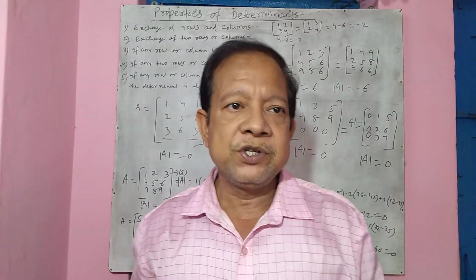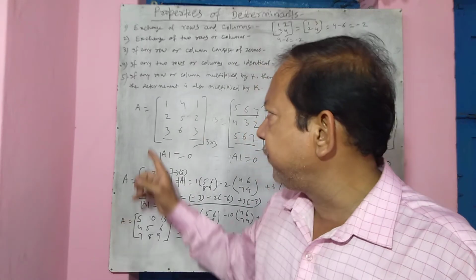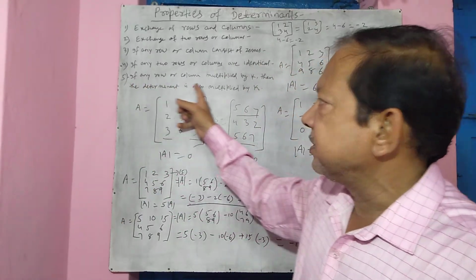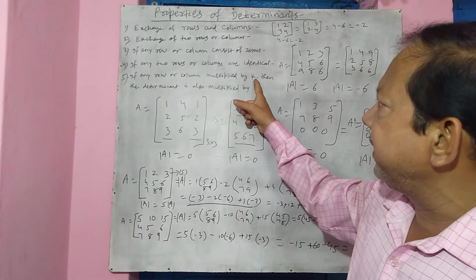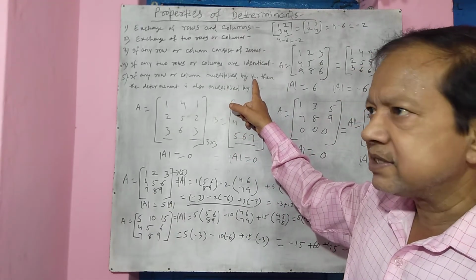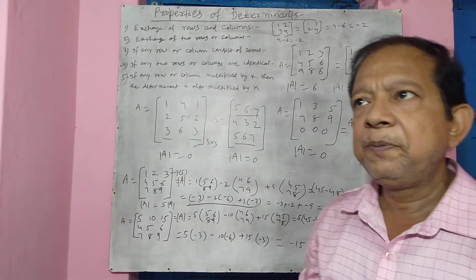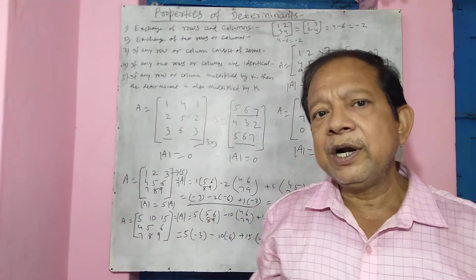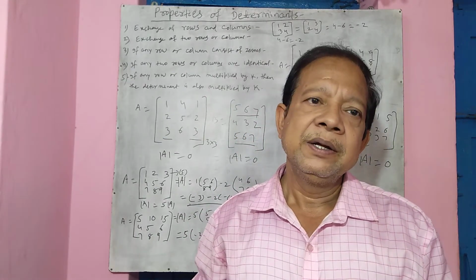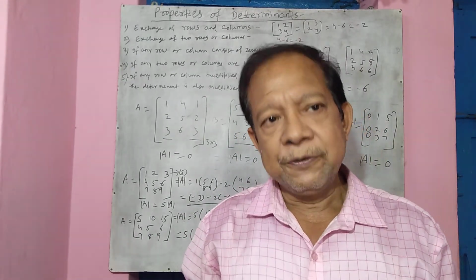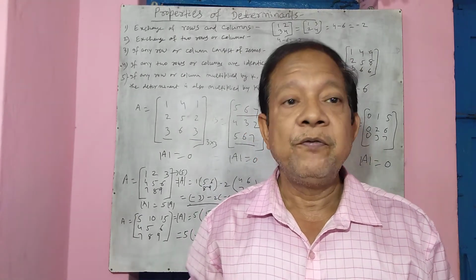You can just practice in your own house. You take your own examples and you see whether the fifth property stands good or not. If any row or column is multiplied by k, a constant, a scalar number, then the determinant is also multiplied by k, or the determinant that you find will also be multiplied by the same constant. Therefore, this is the fifth property of determinants.